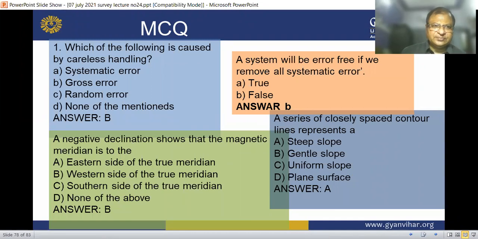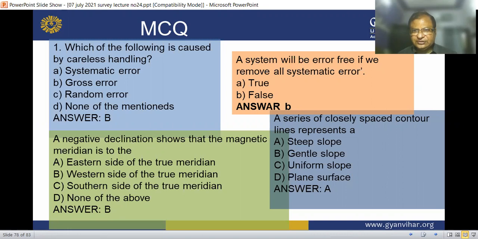The correct answer is, my dear boys, B, gross error. Next: a system will be error free if we remove all systematic errors. Is it true or false? It is false. And next question: a negative declination shows the magnetic meridian to be on what side? The correct answer is B, western side of the true meridian.